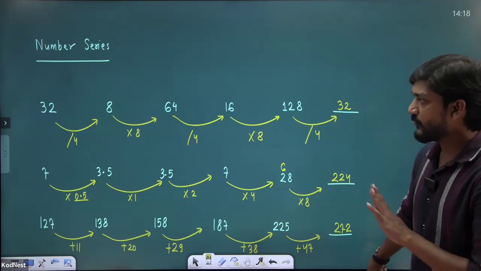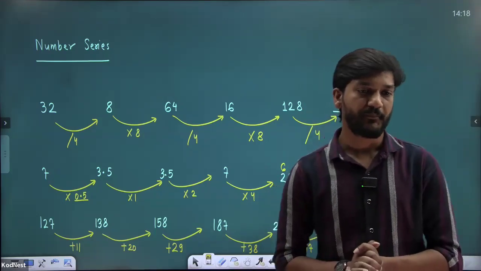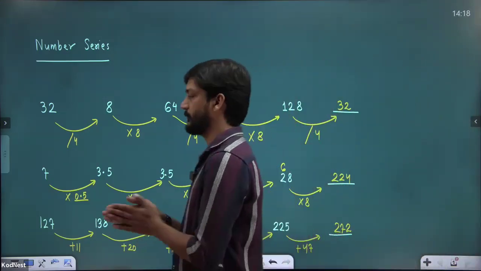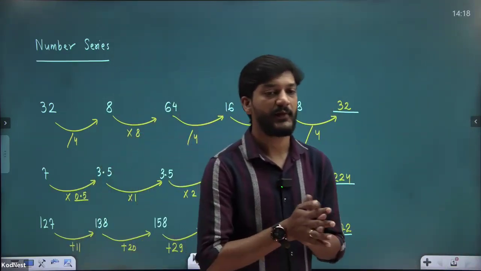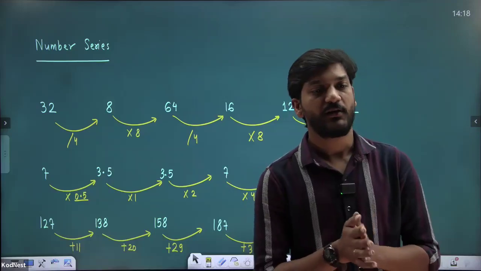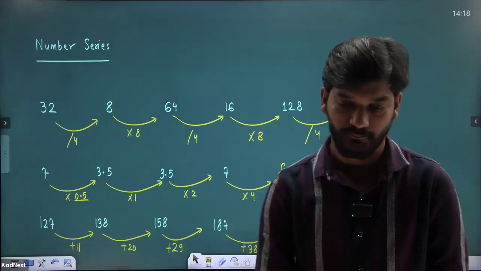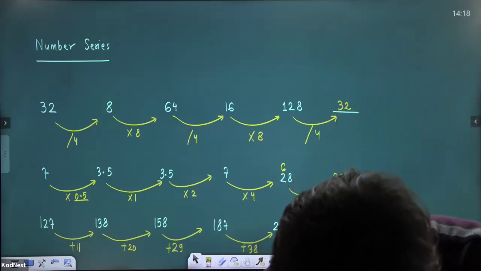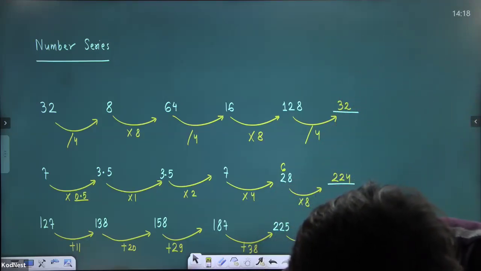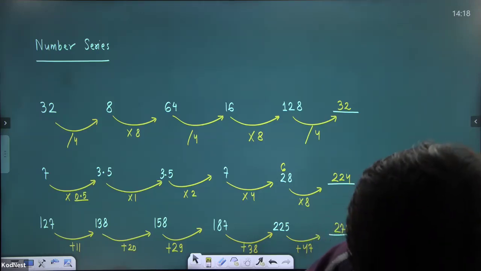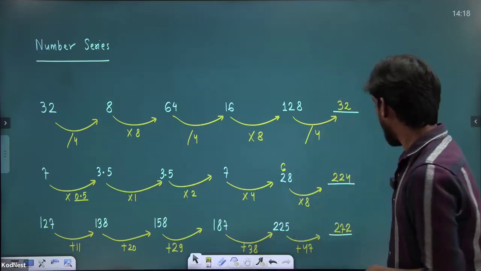All right. So carefully observe. Anything so far doubtful? Observation is very crucial. Please remember that. Okay, next.